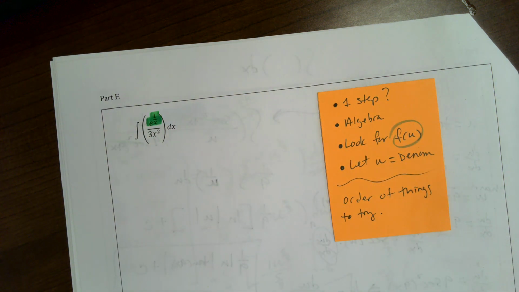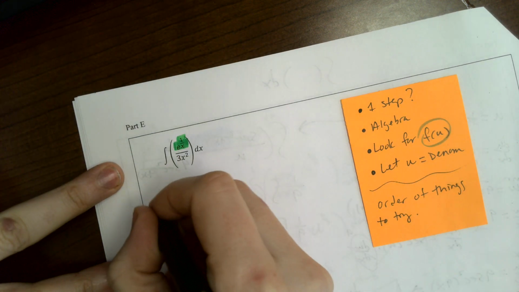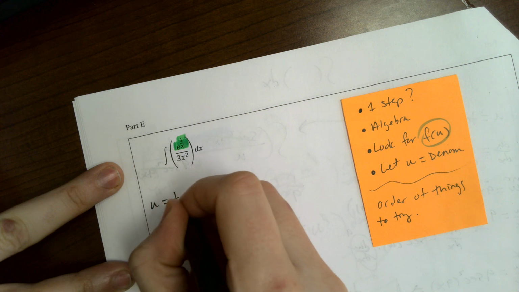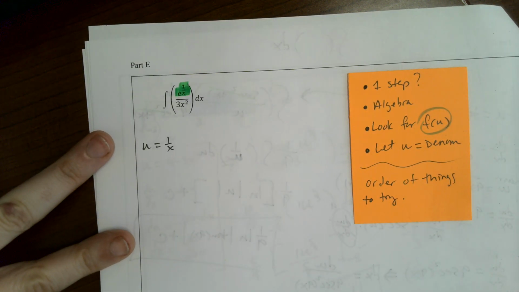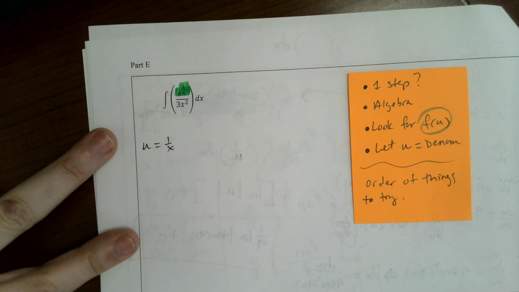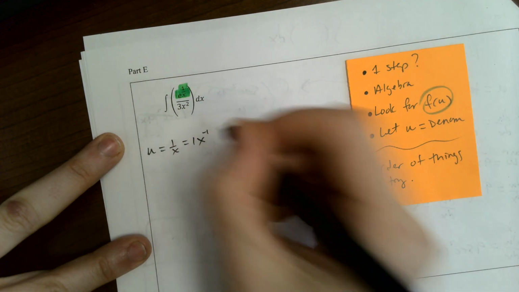E to the 1 over x. That is the f of u. So what is u? If that's f of u, what is u? It is 1 over x. Okay, so I go down here, I let u equal 1 over x, okay? Which, by the way, is equal to 1x to the negative 1.